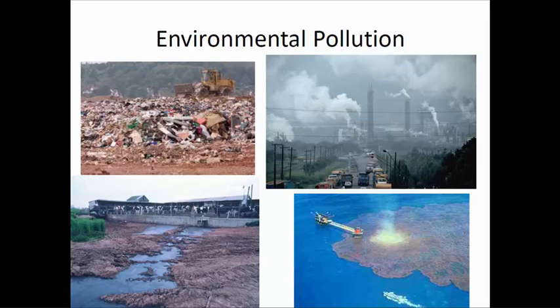Here are some ways that environmental pollution happens. In the top left, we have a landfill. We have trash. We make trash as human beings, and it doesn't just disappear. It has to go somewhere. And this is a landfill that is going to take thousands of years to decompose, and that land won't be usable for a long time.